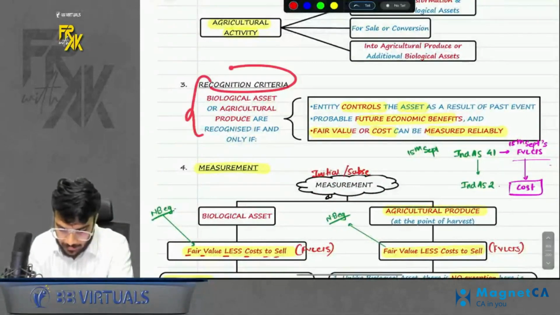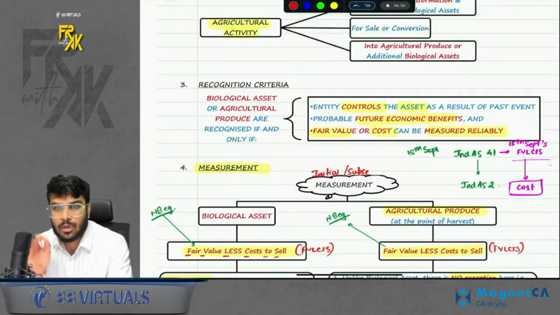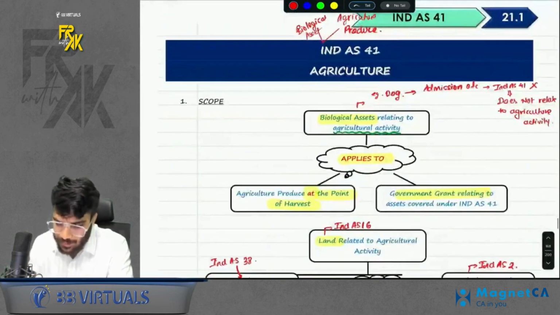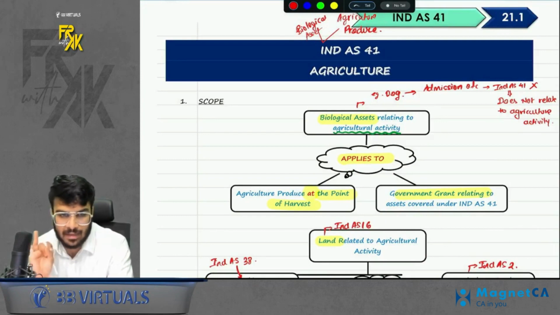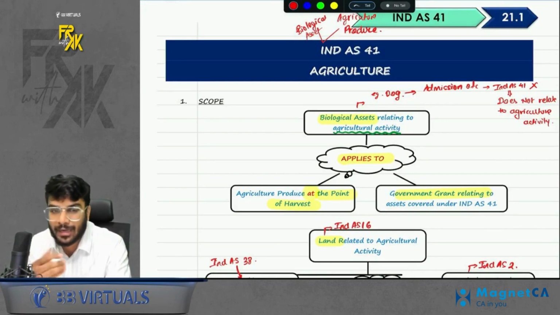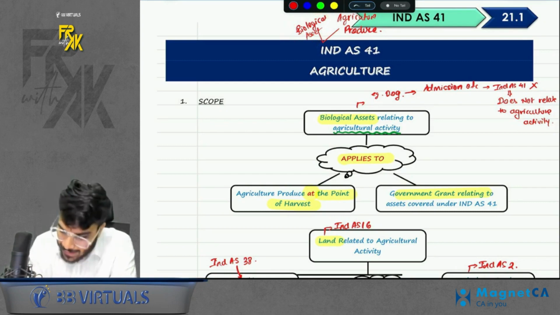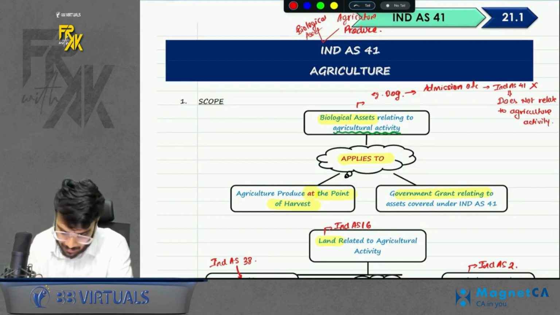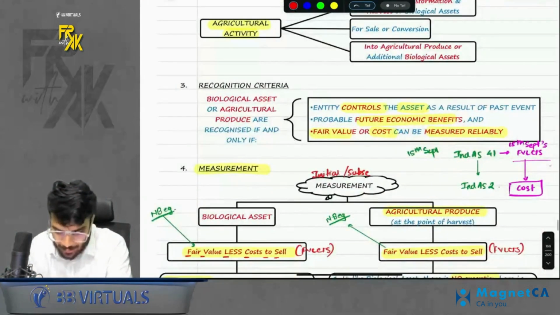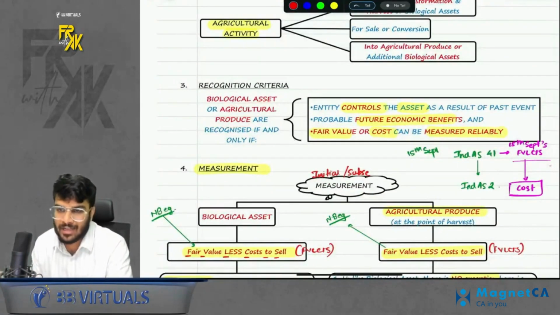Third point, recognition criteria. When will you record any biological asset or agriculture produce? See, can I say broadly in Ind AS 41, 2 types of asset are covered. One is biological asset, one is agriculture produce broadly. Of course, if you go in detail, in biological asset, only other than bearer plants are covered. In agriculture produce, up to the point of harvest is covered. But broadly, these 2 items are covered.